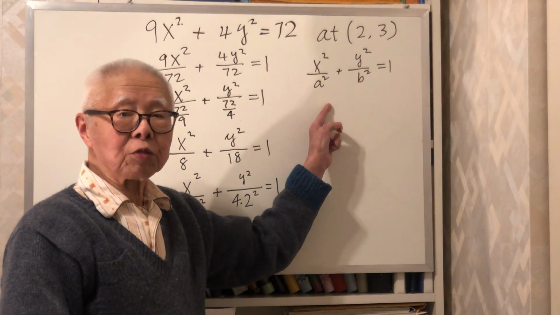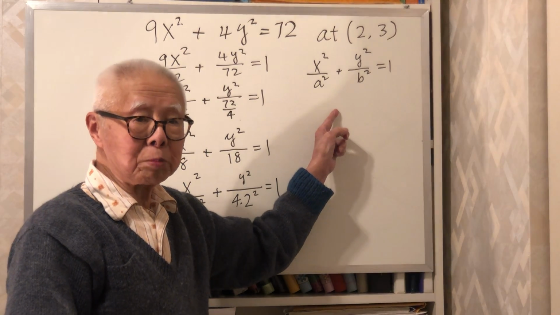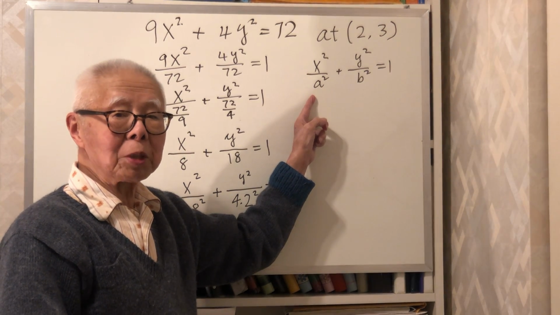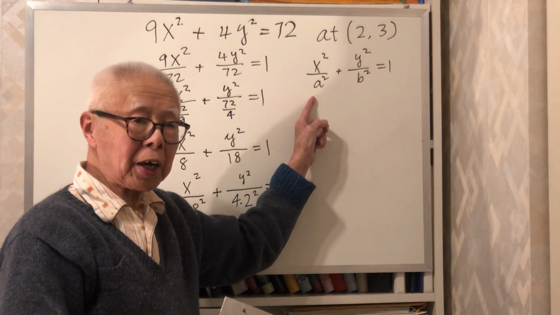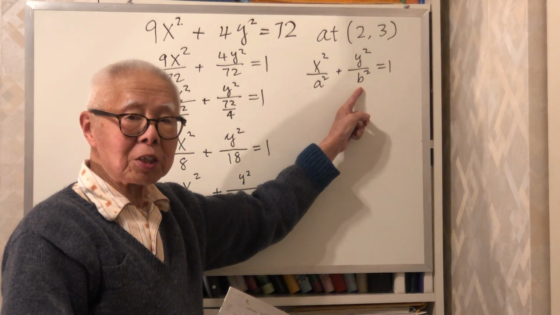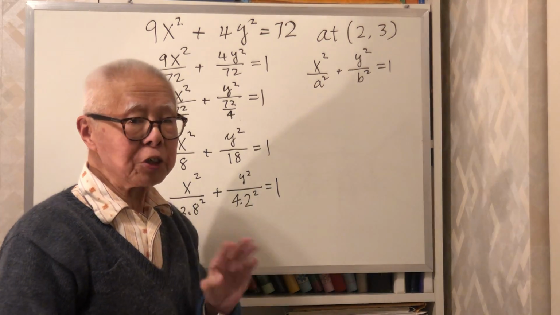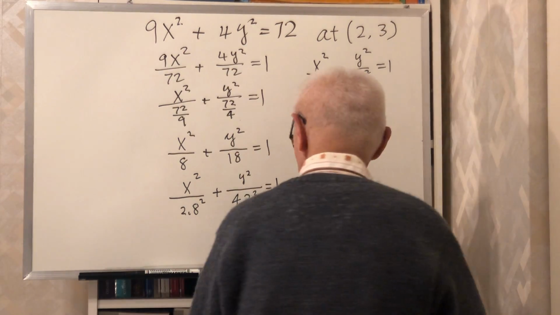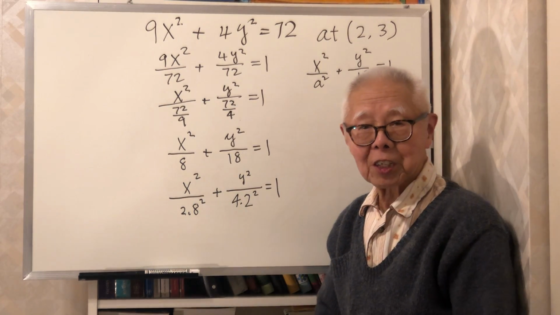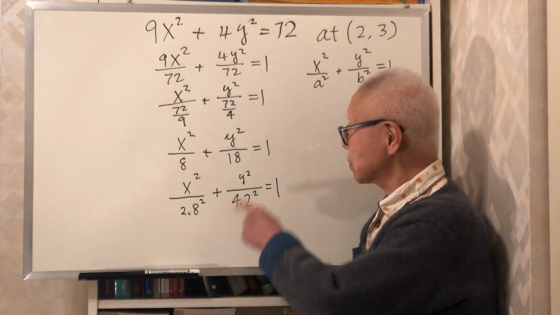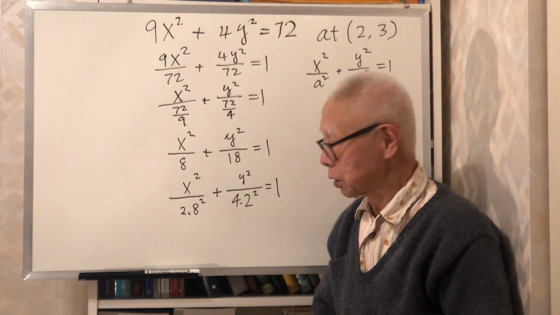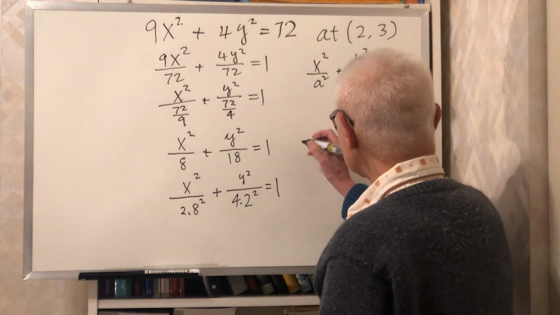This is the standard form of an ellipse. So I need to write the denominator as something squared. Write this denominator as something squared. So I use calculator. 8 is 2.8 squared. 18 is 4.2 squared.